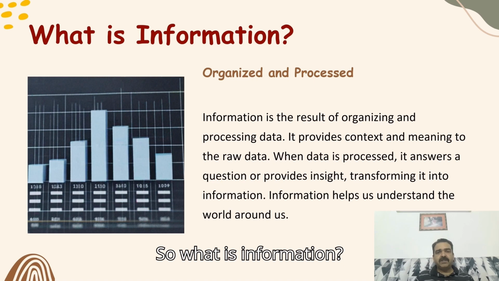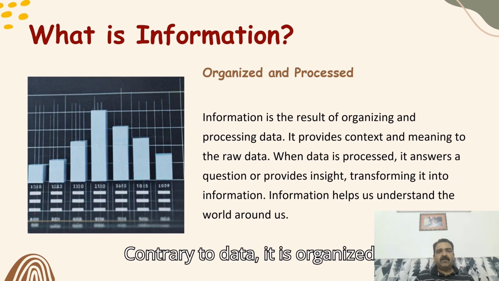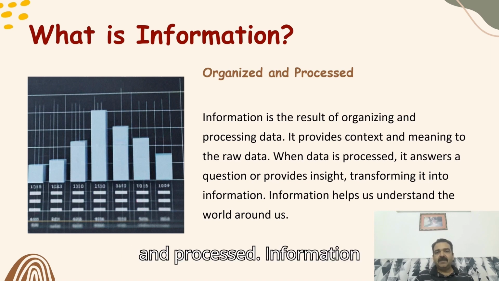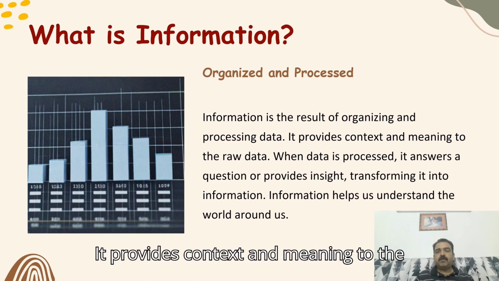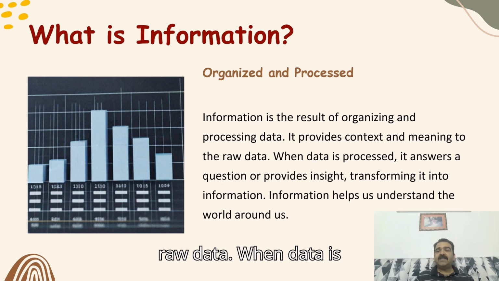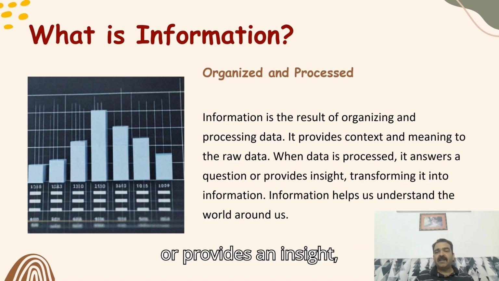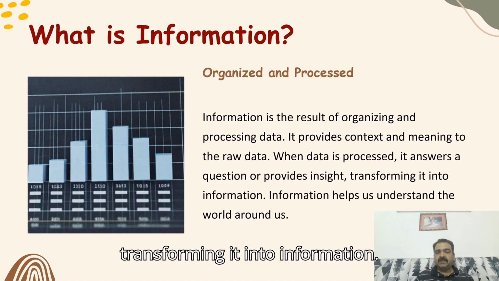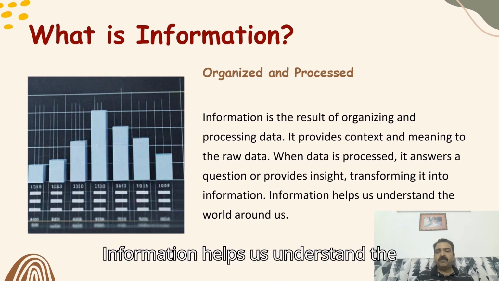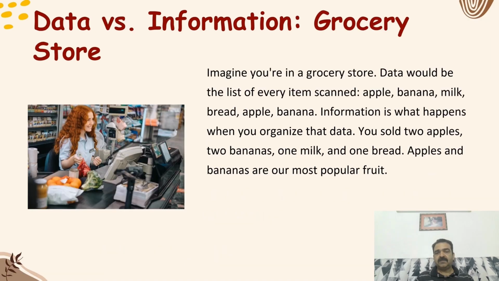So what is information? Contrary to data, it is organized and processed. Information is the result of organizing and processing data. It provides context and meaning to the raw data. When data is processed, it answers a question or provides an insight, transforming it into information. Information helps us understand the world around us.